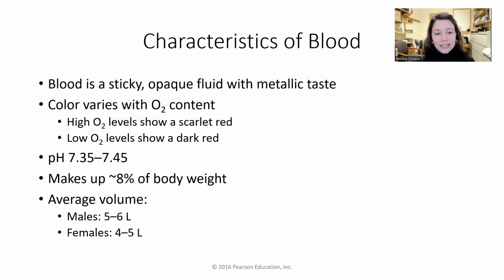All right, so blood is sticky, opaque, with a metallic taste. If you've ever bitten your lip or hurt your lip and you taste it, it's metallic because of iron. So the color varies with oxygen content. High oxygen levels are a scarlet red and low oxygen levels are a dark red.